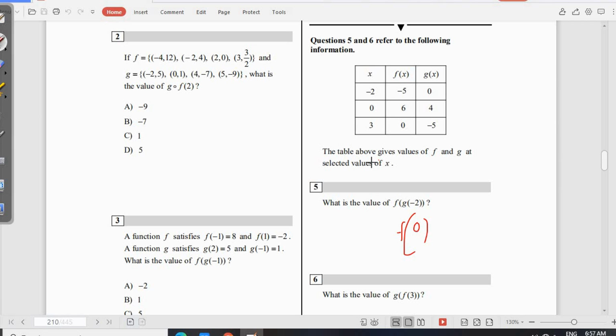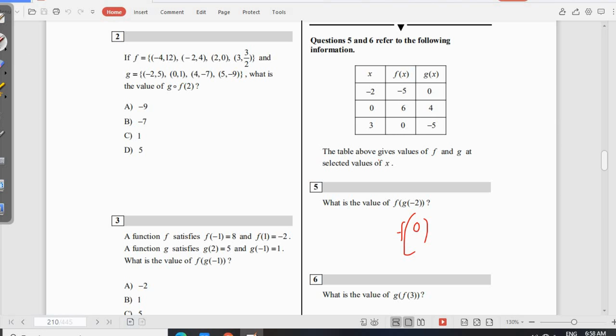Watch what I did again. They said g of minus 2. I'll go to minus 2 because minus 2 represents x. Okay, f of x, g of x. So I'll go to minus 2. What is g of x at minus 2? It is 0. So I drop 0. f of 0, because after doing what's inside, it's f of whatever comes out of what you did inside, which is 0. So I have f of 0 there. And f of 0, you go look at the f of 0, where 0 is x, the f of that 0 is 6. So our answer is 6.